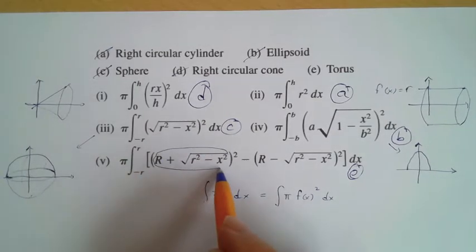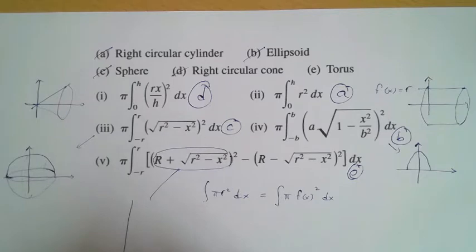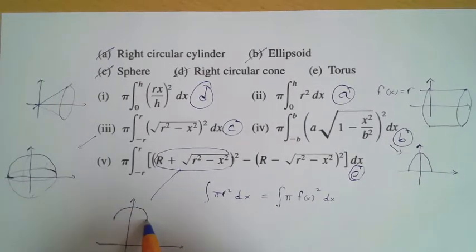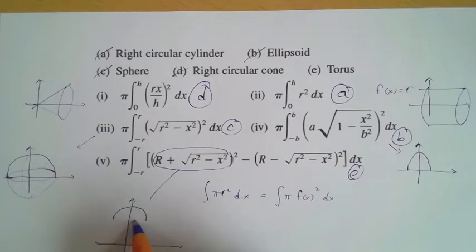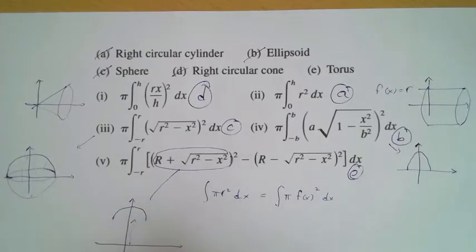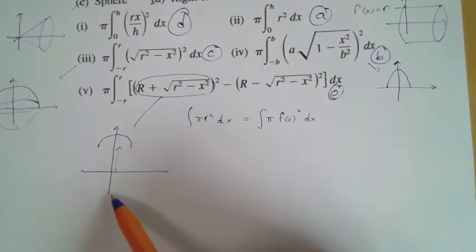This graph here is a semicircle that has been moved up by capital R units. So if I rotate this thing about the x-axis, I get a big shape like that. It's flat on both sides and has circular ends.